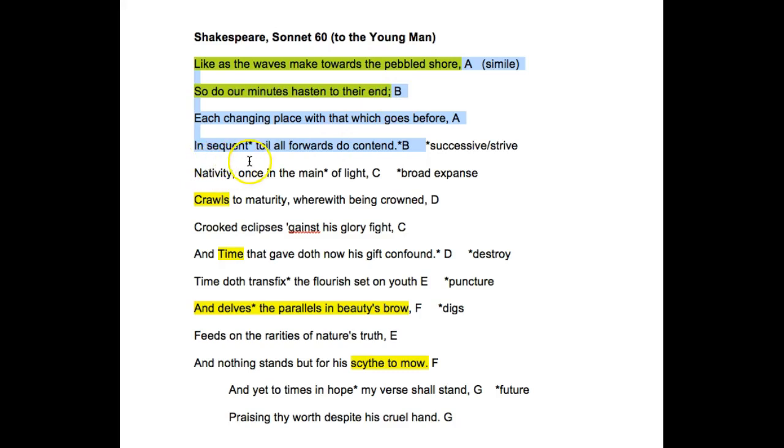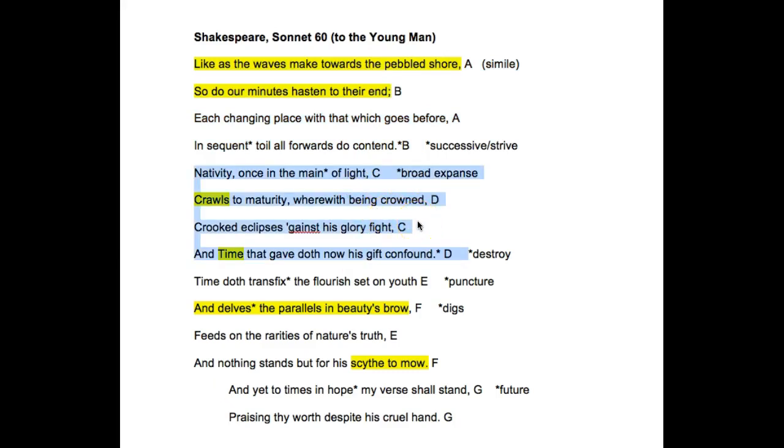This idea that "in sequent toil all forwards do contend," right? Even just the words suggest that there's a sort of slow movement towards the beginning of the end, which he then repeats in the next group of lines.